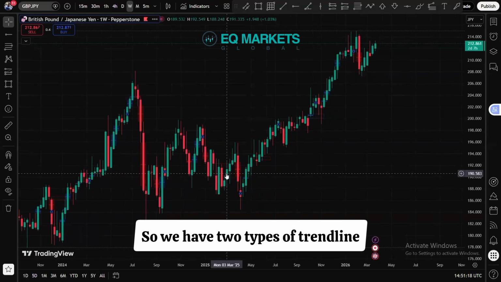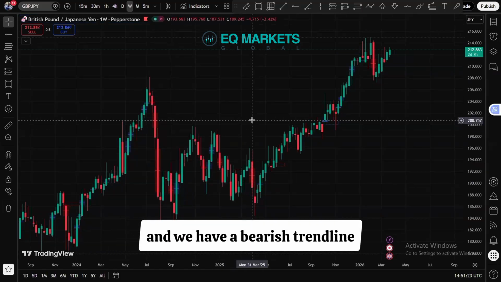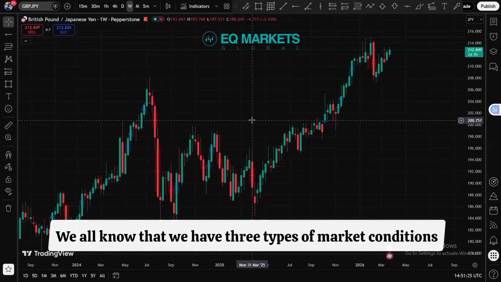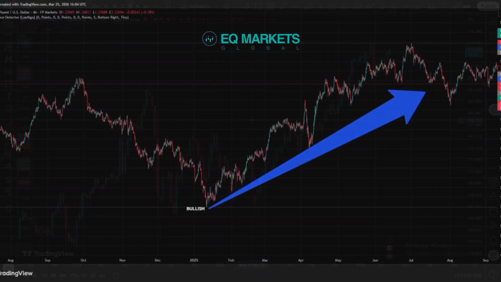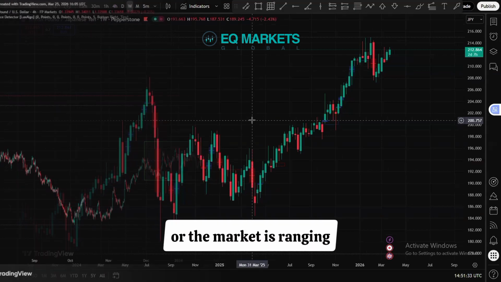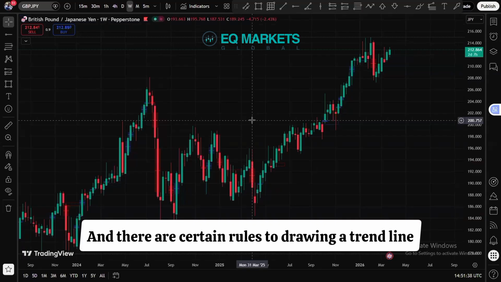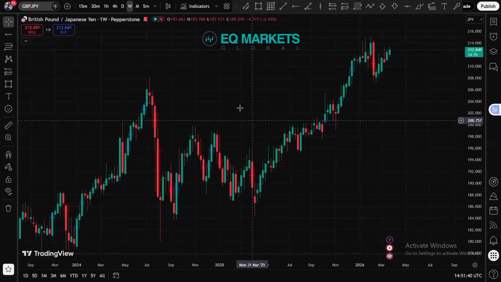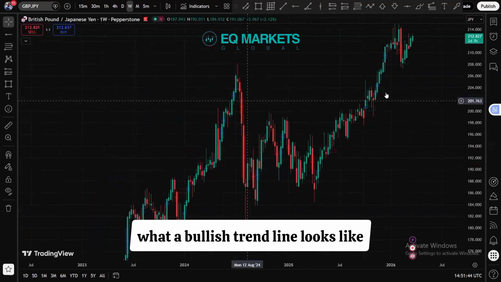So we have two types of trend line. We have a bullish trend line and we have a bearish trend line. We all know that we have three types of market condition. It's either the market is bullish, or the market is bearish, or the market is ranging, which is what we call a sideways market. And there are certain rules to drawing a trend line. So let's first of all understand what a bullish trend line looks like.